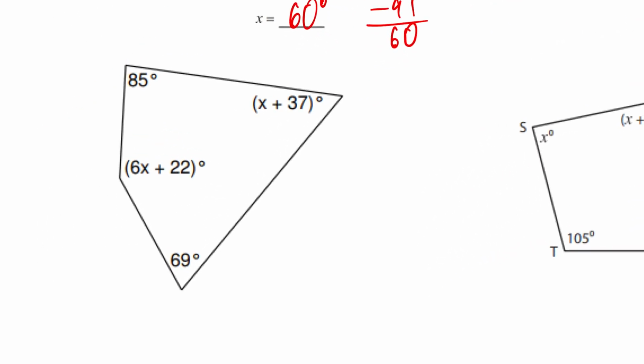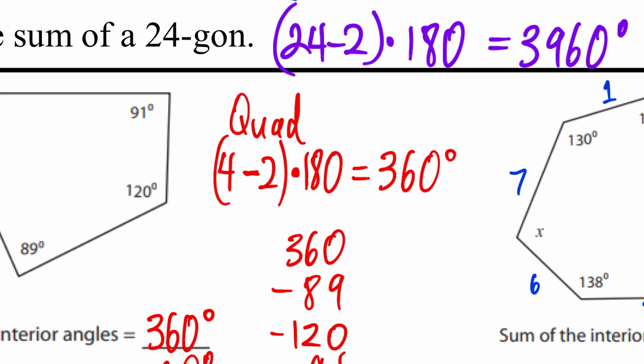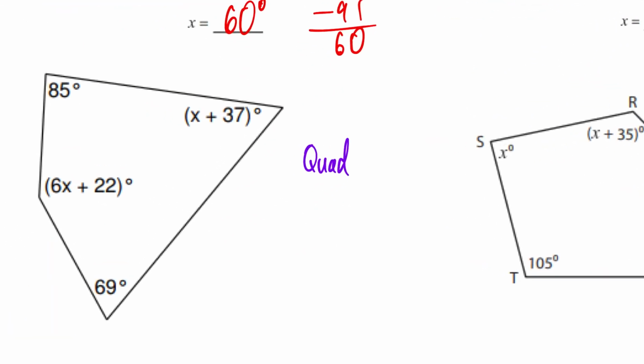Okay, next one. What type of shape is this one? Quadrilateral. This one's a quadrilateral also. So what do those 4 angles add up to in a quadrilateral? 360. Right there, I already did the math. Quadrilateral always adds up to 360.